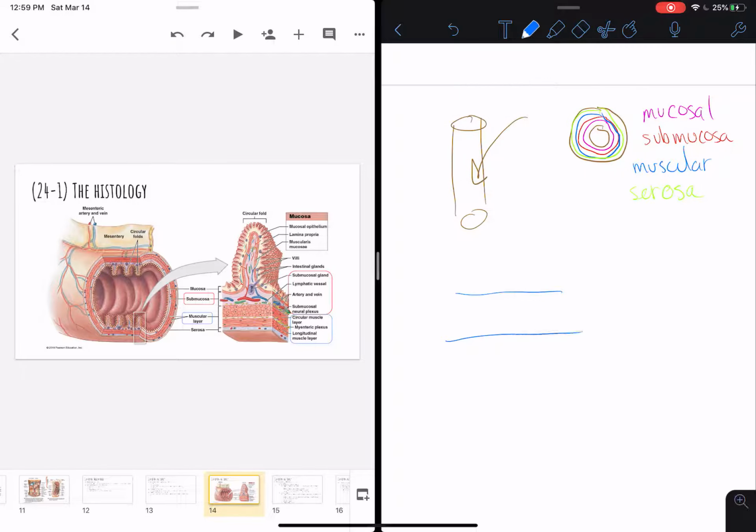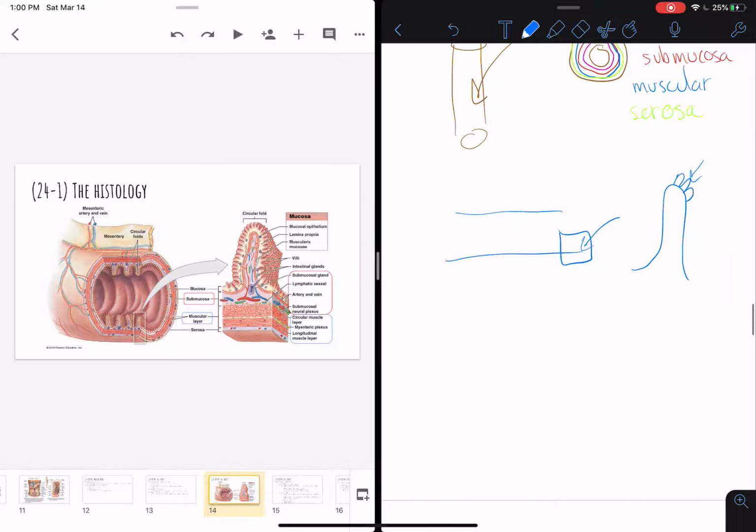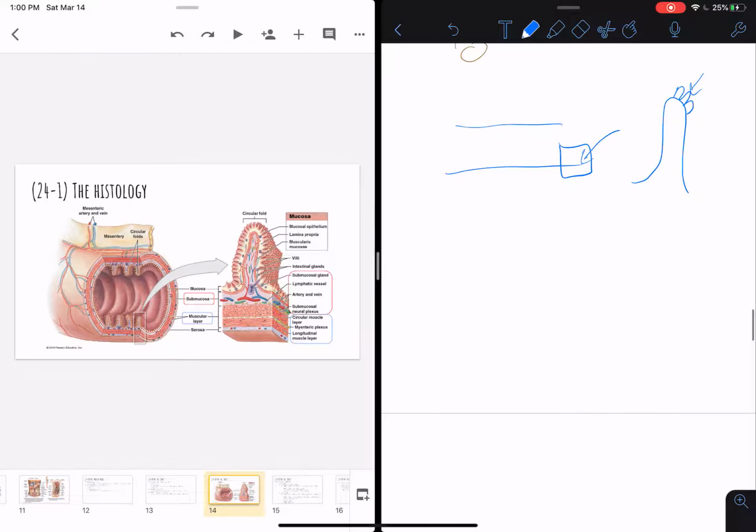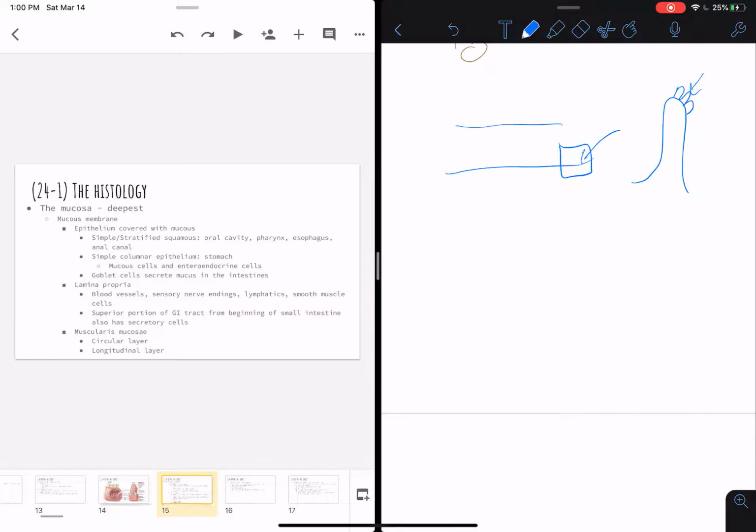So you have the tube, and then this box is zooming into one of the villi, and then those villi also have the circular folds. And on the circular folds, we have microvilli, and so that also is increasing the amount of surface area that we get exposed to, or that we have the option to use. This image will be really important for you to study with, so please be familiar with this. All right, so let's talk about each layer independently.